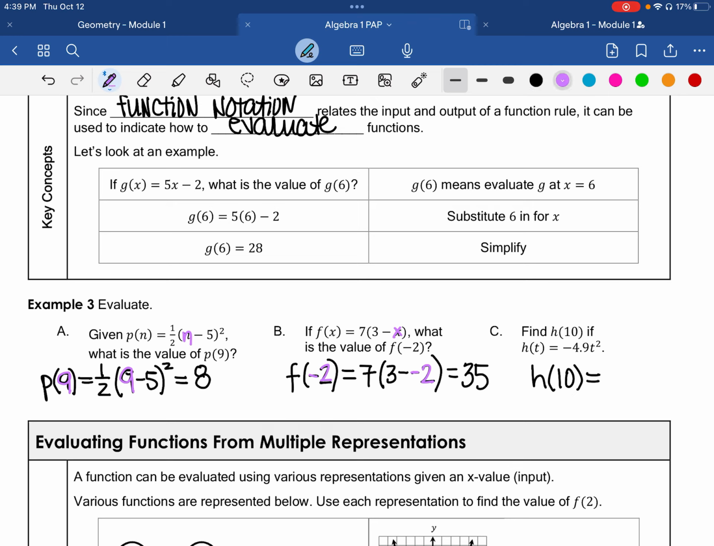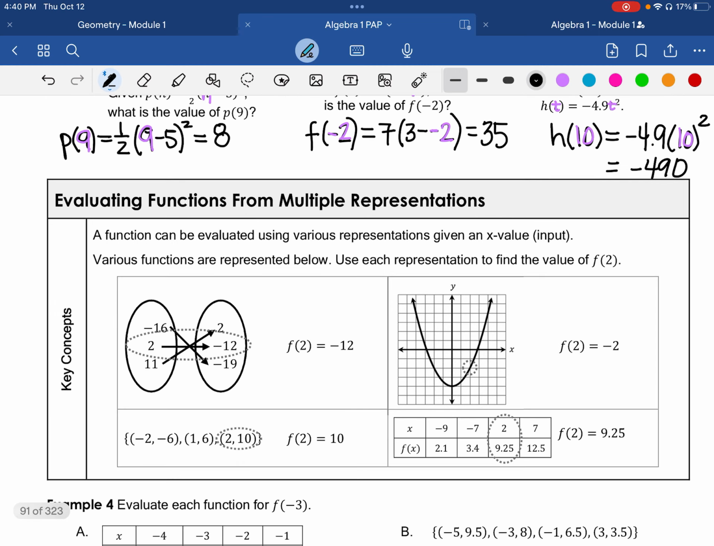I'm simply going to replace the variable t with the number 10. And then I'm going to pop this right into my calculator to get my answer. There we go.